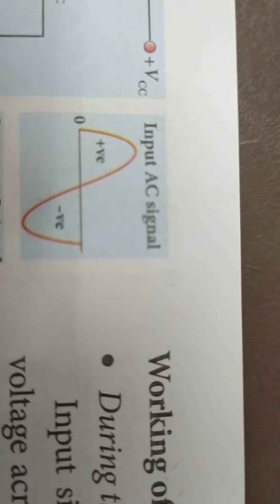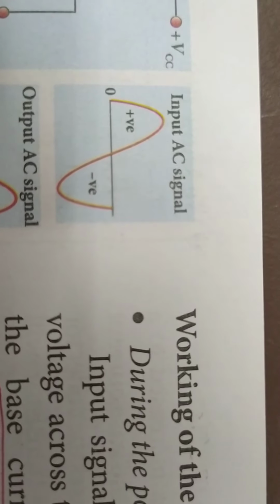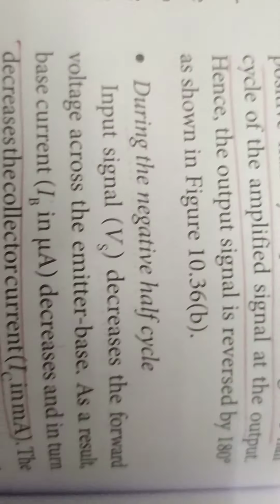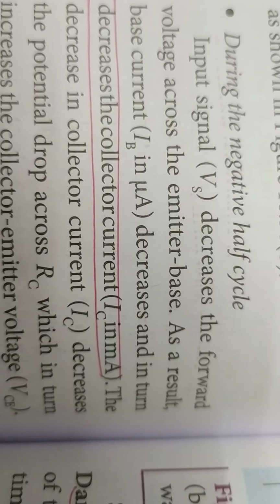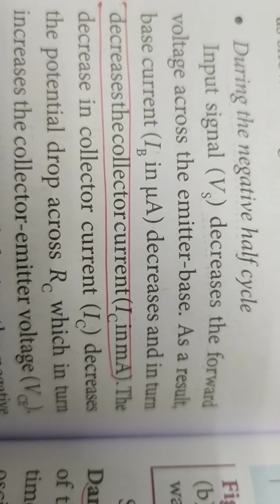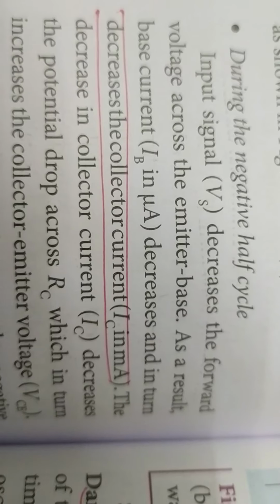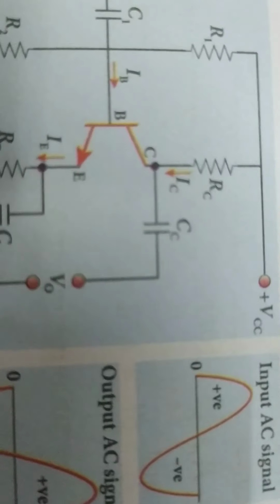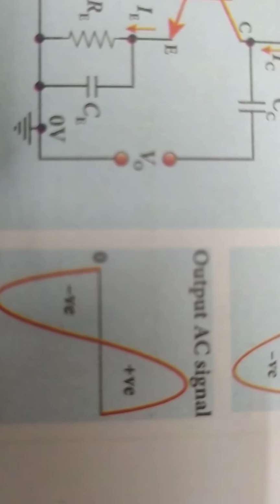Suppose if you give this wave as the input, you will get this as the output. That is, a positive cycle is converted into a negative half cycle in the output. And what happens during the negative half cycle? This will decrease the base current because you have given a reverse bias. So like reverse bias, the current will decrease and in turn it will decrease the collector current. So the voltage drop across RC is very small and you will get the output at VO.